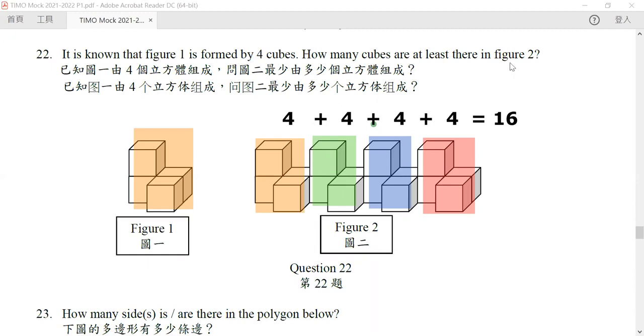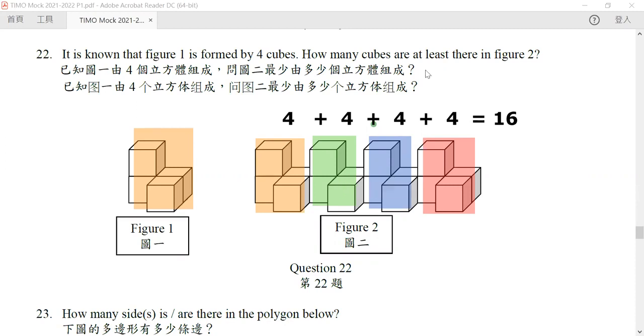Teacher, go to the next question. It is 16. Yes, that's 16. Because there will be 4 for our orange. Yes, I know it's 16.